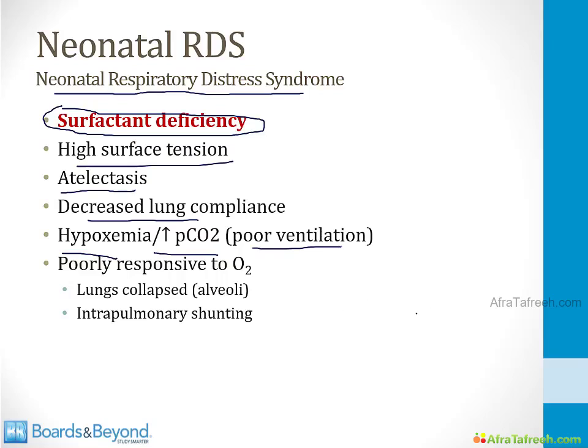In addition to all these problems, another thing that's bad about neonatal RDS is that it's poorly responsive to oxygen supplementation. It would be nice if we could just give these babies oxygen and they would improve, but the lungs tend to be collapsed, and collapsed alveoli don't participate in gas exchange. This means that blood flows across the alveoli without picking up oxygen. This is a condition known as intrapulmonary shunting, which I talk about in more detail in the video on hypoxia. But when you have shunting, adding oxygen to the inspired air will not improve hypoxemia.